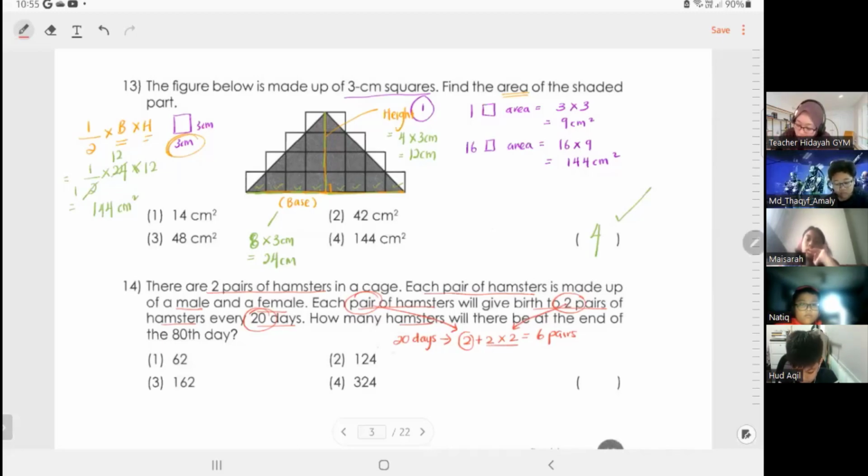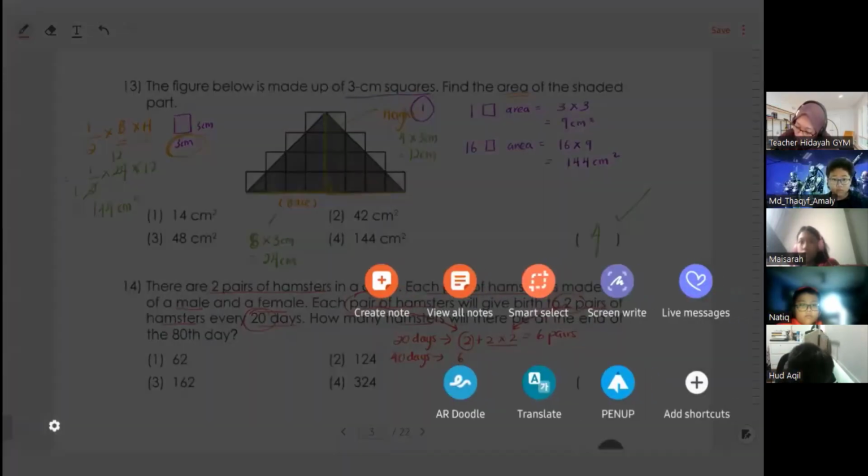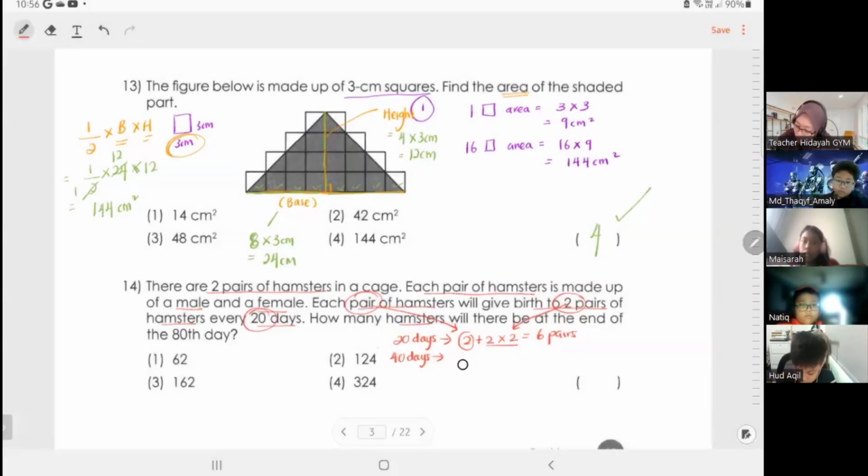Okay, now this is 20 days. Now 40 days, because I want 80 days, right? We go by multiples of 20. So in 40 days, it will be 6 plus 6 times 2. Not 6 times 6, because there are 6 pairs already. After 20 days, there are no longer 2 pairs. It becomes 6 pairs. So 6 plus 6 times 2, give birth to another 2 pairs each, equals 18 pairs.